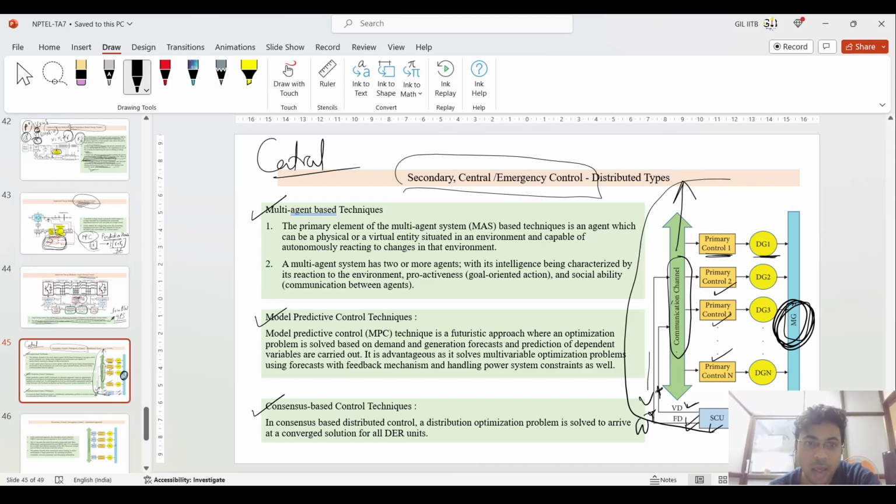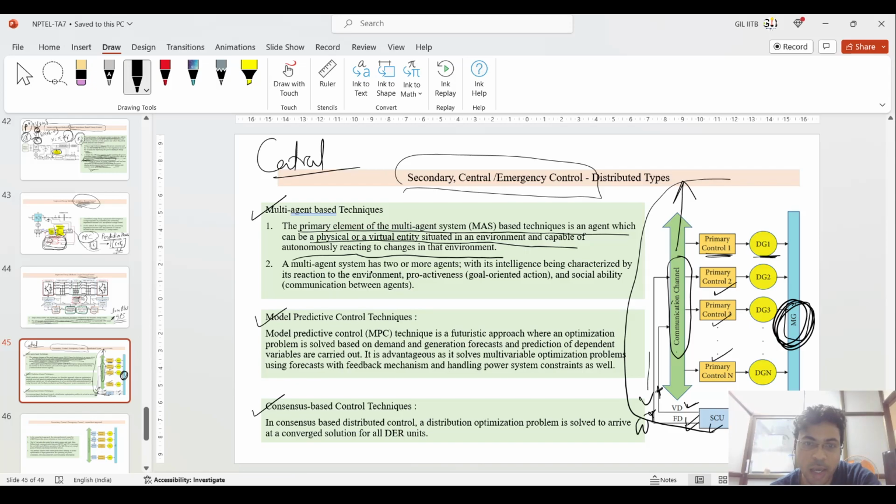In the multi-agent based technique, the primary element of the multi-agent system is an agent, which can be a physical or virtual entity situated in an environment and capable of autonomously reacting to the changing environment. It means that if there is a change in the environment, there is a certain entity inside that environment which takes the decision by itself and manipulates the variable based upon that.